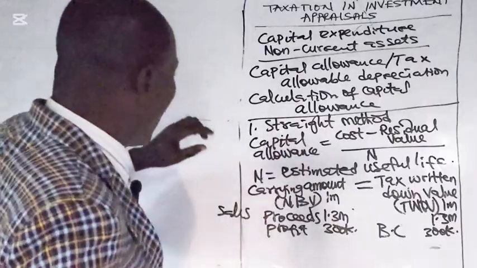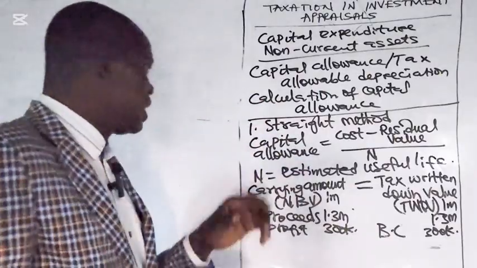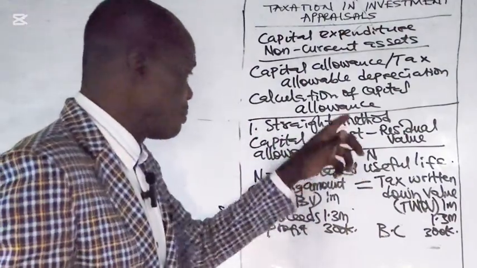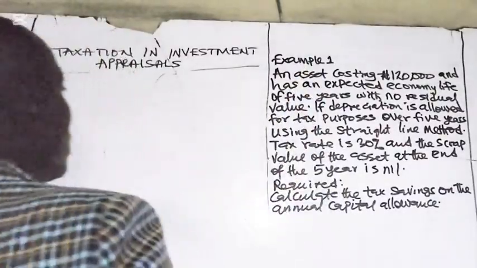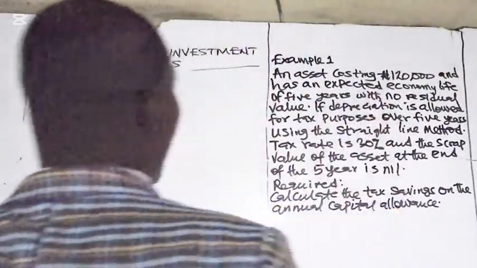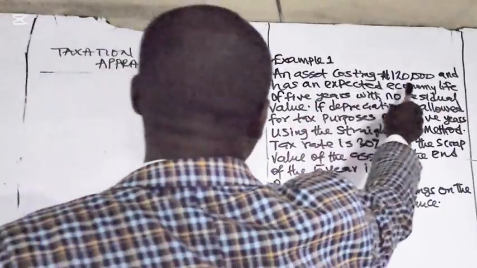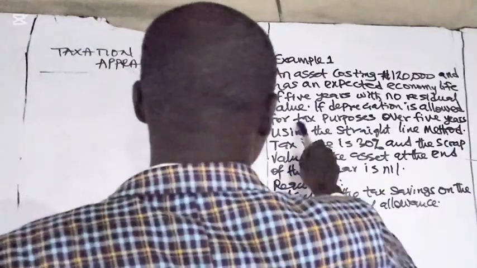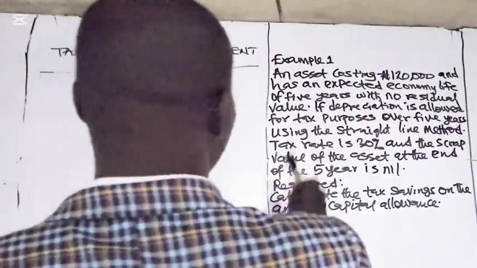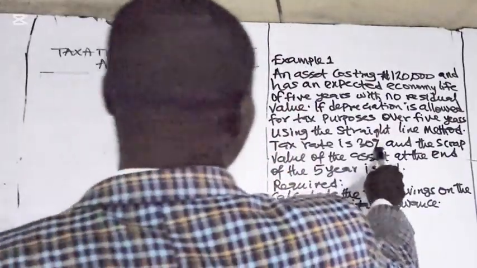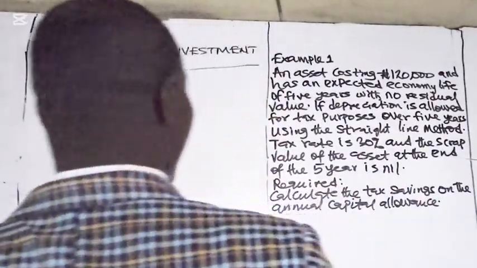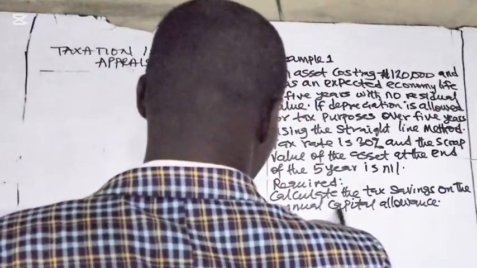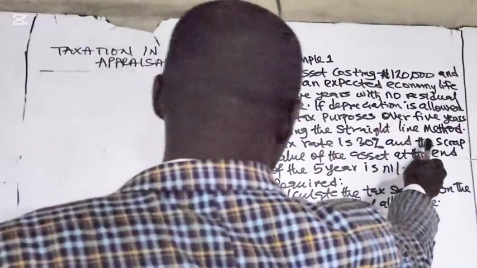So I want you to examine the calculation of capital allowance using the straight line method. Example 1. An asset costing 120,000 naira has an expected economic life of 5 years with no residual value. If depreciation is allowed for tax purpose over 5 years using the straight line method, the tax rate is 30% and the scrap value of the asset at the end of the 5 years is required. Calculate the tax savings on the annual capital allowance. So you have to use the straight line method.